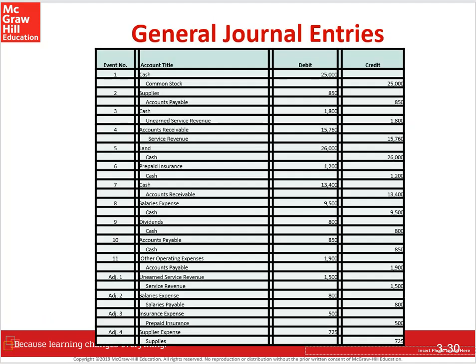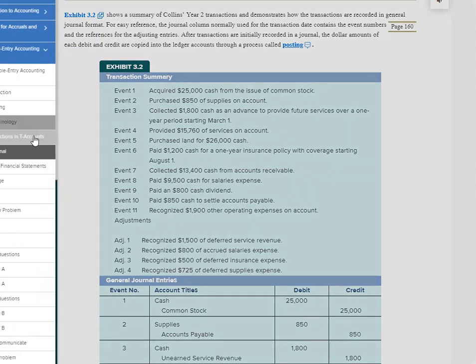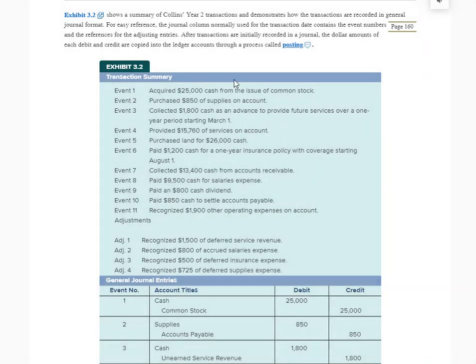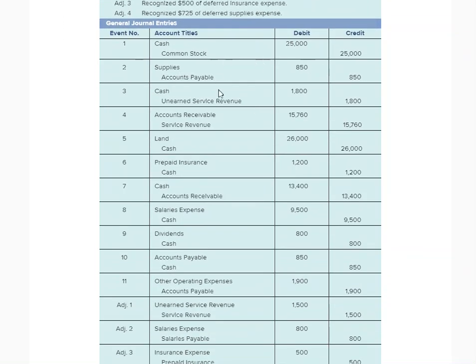So here we've got a whole page of journal entries, and I'm sure this is really hard to read. You can probably see it better in your textbook if you'll flip to your ebook briefly. So I've jumped over to chapter 3 in the ebook. I'm roughly on page 160, under the general journal. What they show here under Exhibit 3.2 is the list of all the transactions and adjustments that we just went through. And then they show each of them in general journal format, or journal entry format.